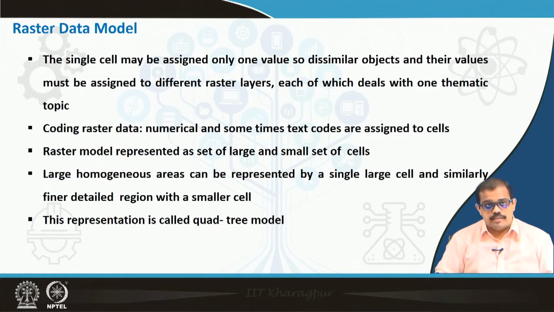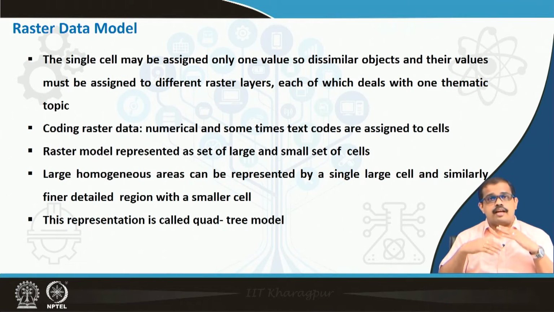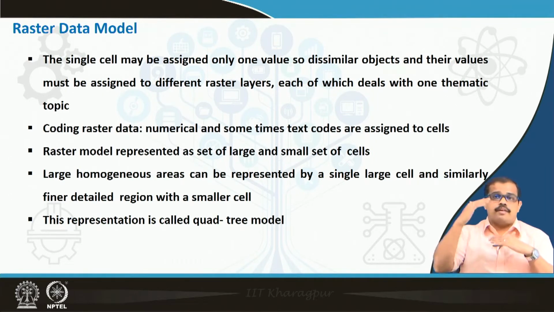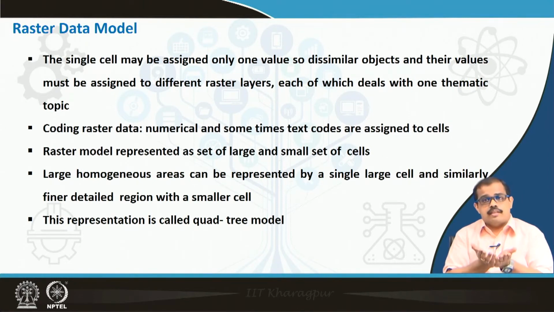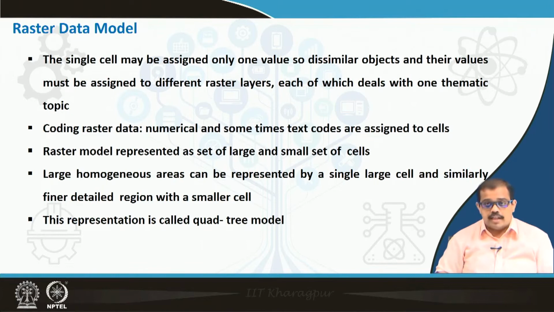We will see how it is done, but as of now, when you look at a raster data model, it can be numerical, or it can be some type of text codes. It must be assigned to different raster layers. For example, if you have a number of layers, each of these layers represents some dissimilar values in the real world model. I did show you in the previous class.